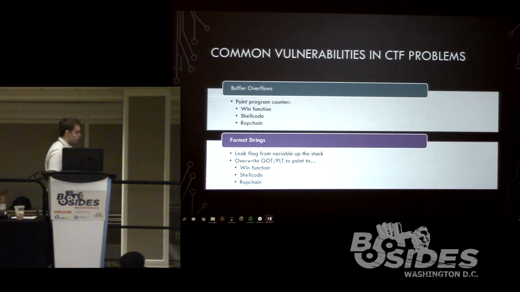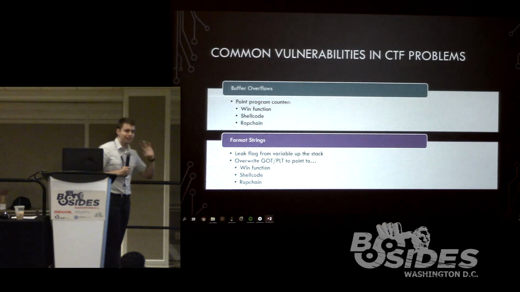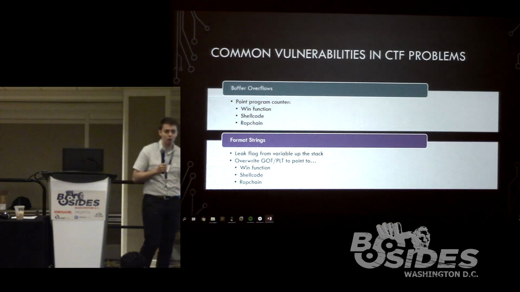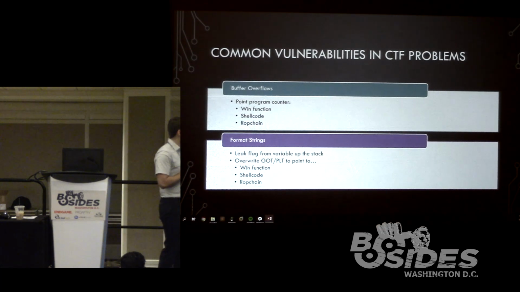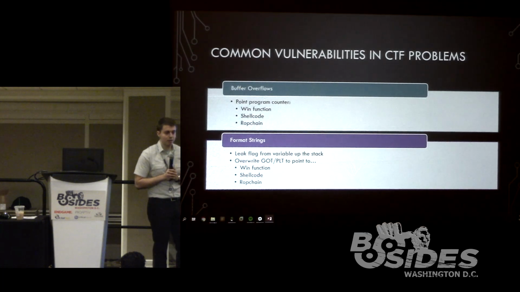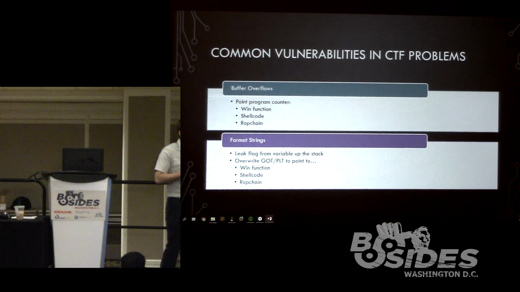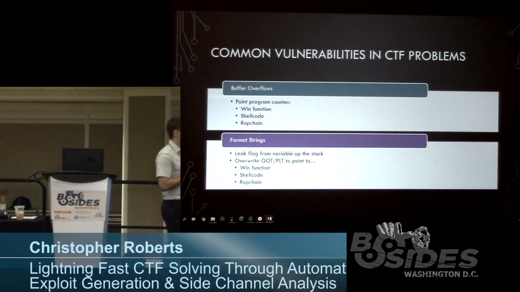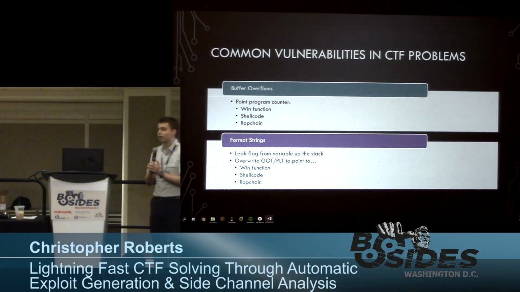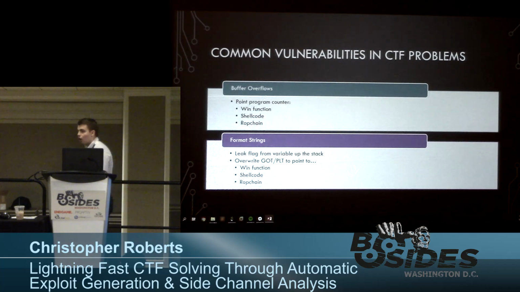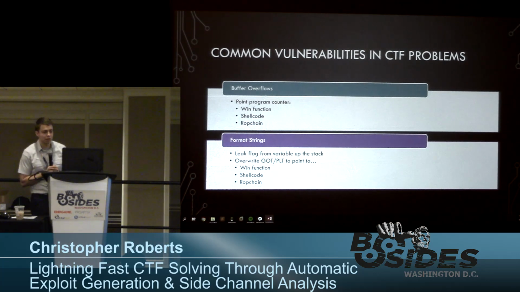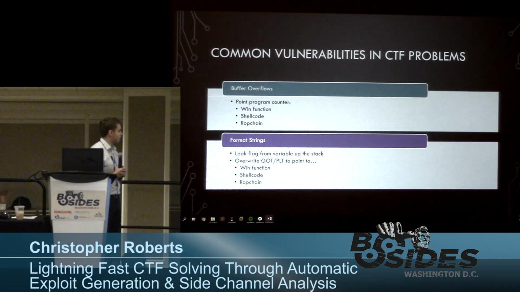And so generally, they're kind of in two parts. One is you leak a flag from somewhere in memory, who knows. And then the second one is you overwrite some writable portion of memory to make it point to something malicious, like some shellcode, a win function, or a ROP chain. Woo, awesome, okay. And usually, we overwrite the GOT, the global offset table, or the PLT, the procedure linkage table. And holy cow, that's a lot of work. That's way too much work for me.